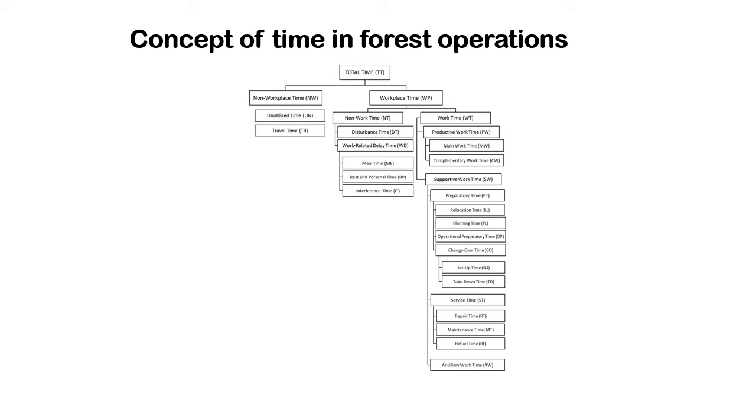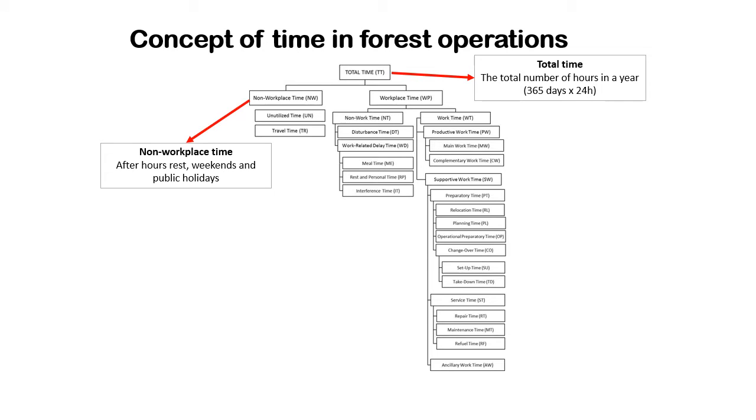If we look at the total time, this is the total number of hours in a year. We have 365 days a year, 24 hours a day. This is the total maximum amount of time that we have available for a year. This can be divided into non-workplace time: hours after work, weekends, and public holidays. These are necessary for the operation because we can't have a person operating a machine or a laborer working for 24 hours a day, 365 days a year.